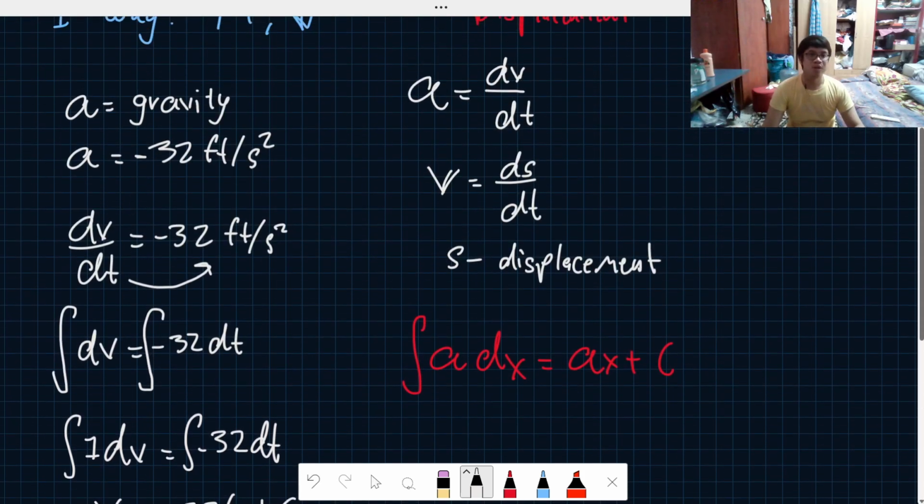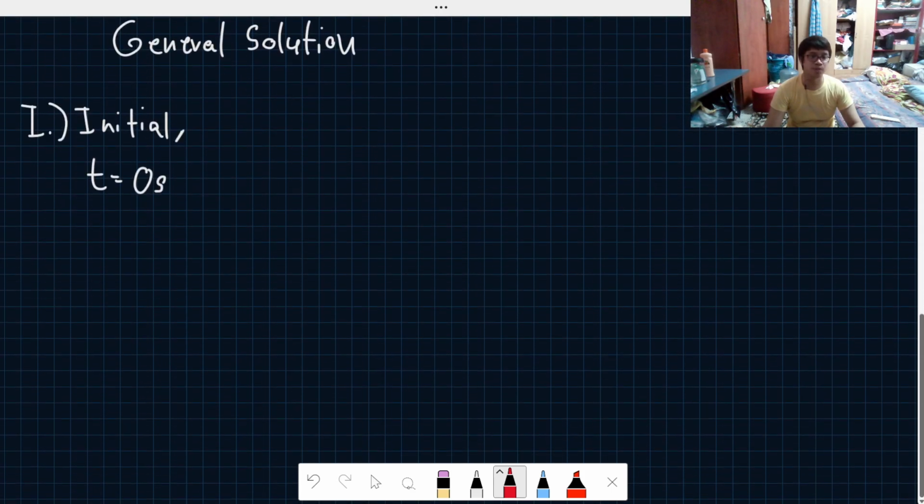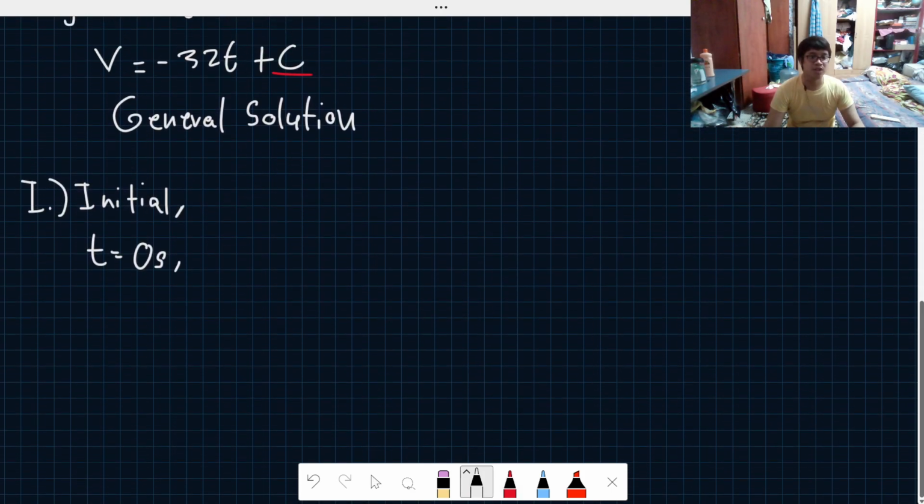Next here, we have an initial velocity which is 500 feet per second. Now, here's a question. Yes, your velocity is 500 feet per second. But the question is, is it positive or negative? Well, according to the given, it's positive. So I'll just put positive 500 feet per second.